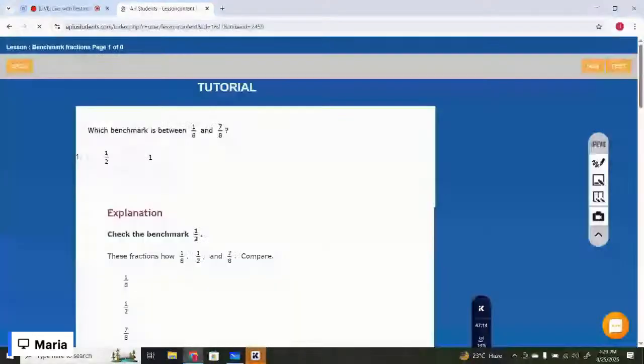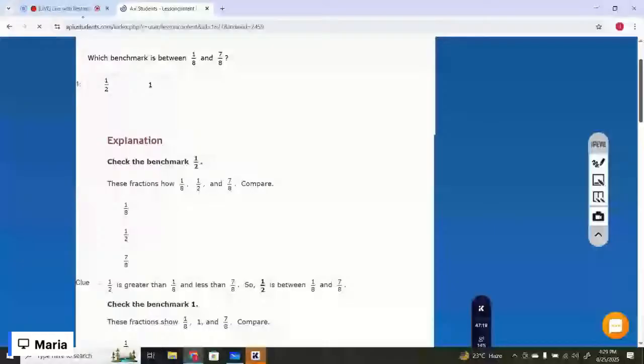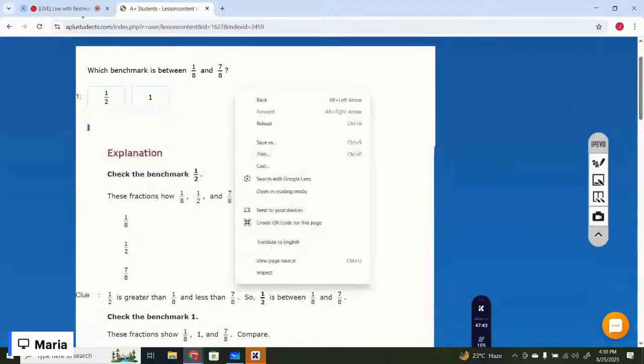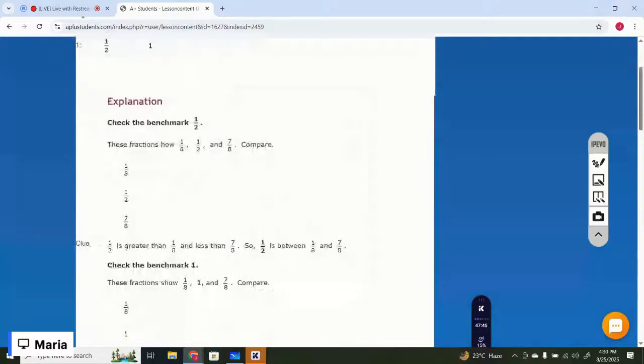Which benchmark is between 1 by 8 and 7 by 8? We need to see if 1 by 2 is between 1 by 8 and 7 by 8. One fraction must be greater than 1 by 2 and one must be less than 1 by 2. That is actually the benchmark. Benchmark means the fraction that is exactly midway between 1 by 8 and 7 by 8. So let's check with 1 by 2.